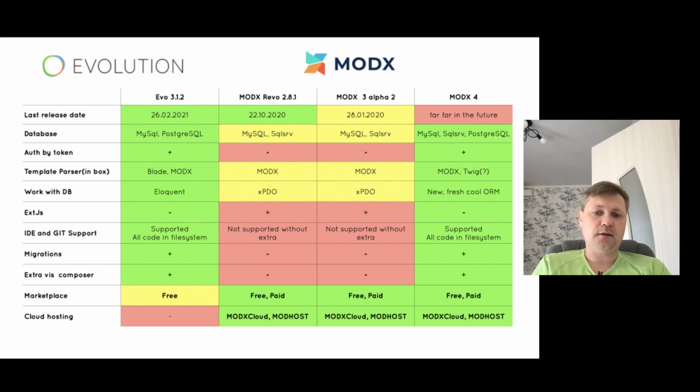Now, speaking about the marketplace, that is the catalog of add-ons for buying or something like that. In Evolution, there is only free software. There is no functionality for payment. In MODX 3, there are certain add-ons that are free by default, and also there are certain payable add-ons. Now, cloud hosting in Evolution has nothing like that, and the same situation for updating and testing or things like that. This is something not available. In MODX, this is available.